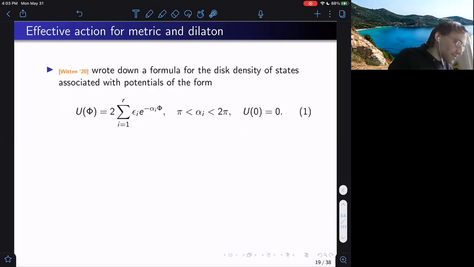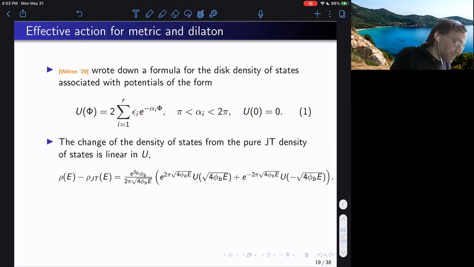So to do this, I'm going to refer to this earlier paper by Witten, where he wrote down a formula for the disk density of states that's associated with potentials of the following form. Here he considered a linear combination of exponentials where the exponent, this parameter alpha, goes between pi and 2 pi. Also these coefficients epsilon have to be chosen such that U of 0 is 0. If this is obeyed, then he provided a formula where the change of the density of states from the disk density of states in pure JT gravity is linear in U, provided that these conditions are met.